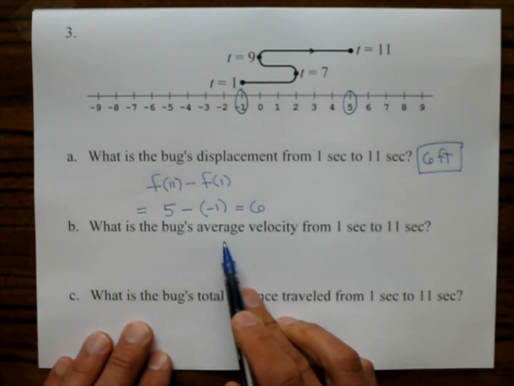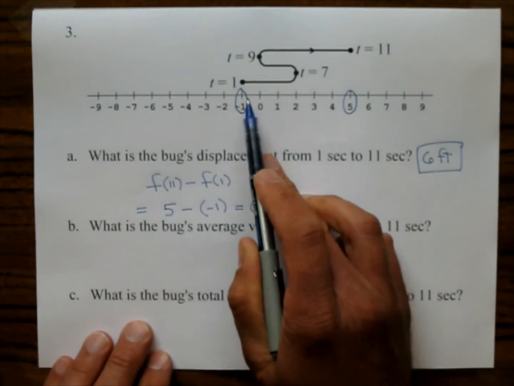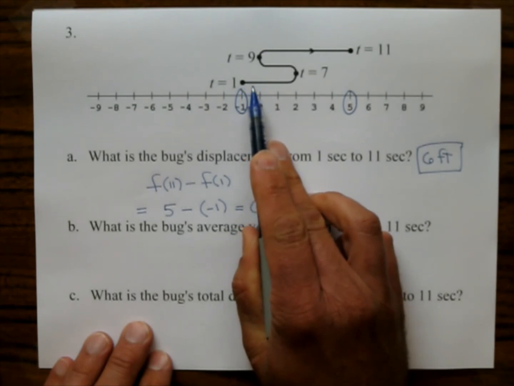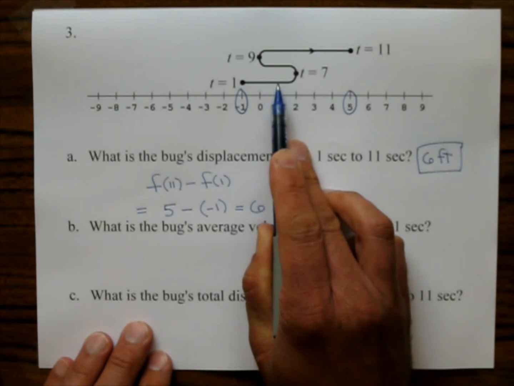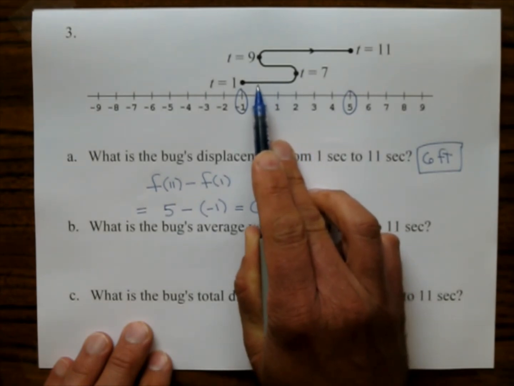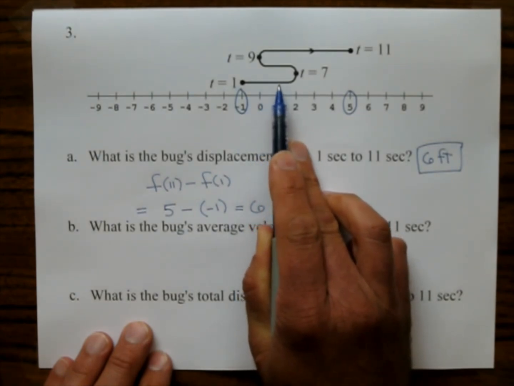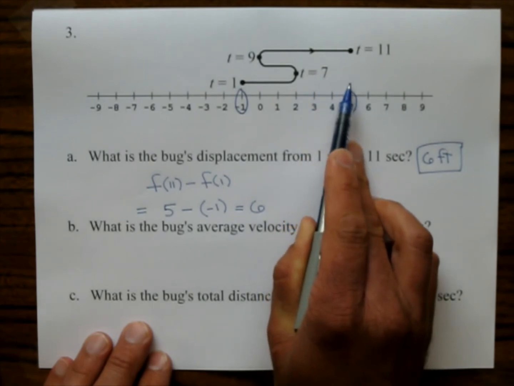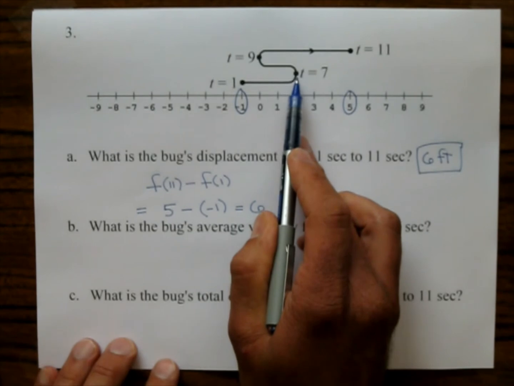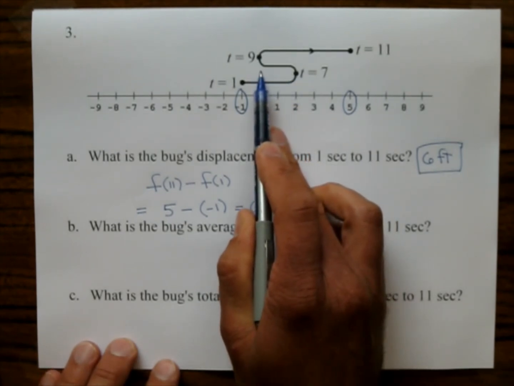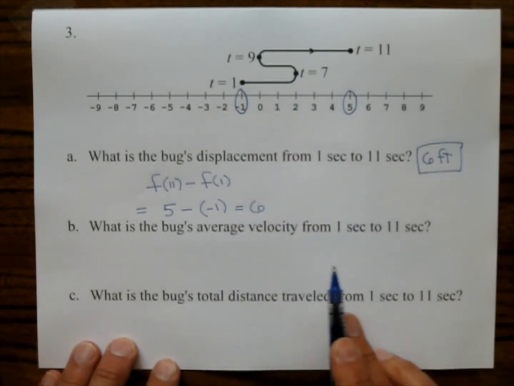What is the bug's average velocity? Well, here's the funny part about this. The bug has a positive velocity there, and then turns around and has a negative velocity, and then has a positive velocity. So the average velocity is just going to be the average. It's either going to be negative or positive. Since we probably didn't travel too much in the negative direction, it might average out to a positive velocity.